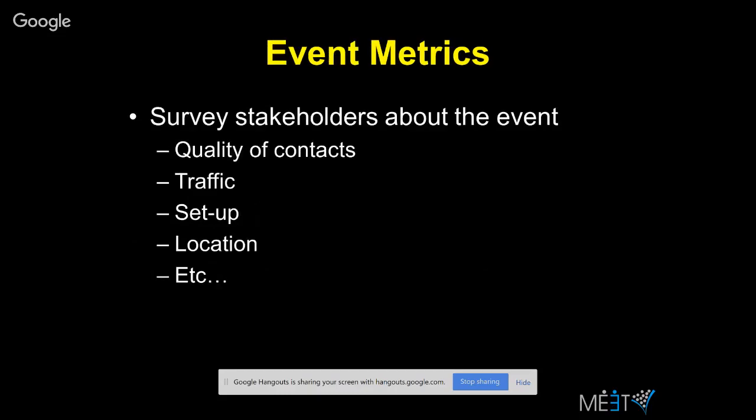So event metrics: making sure that the stakeholders, the various participants within the pavilion, give feedback on the quality of contacts that they found, the traffic, how's the setup, the location, and so on. We want to make sure that we get a 360-degree view of how the show did and how our particular presence did for our various stakeholders.